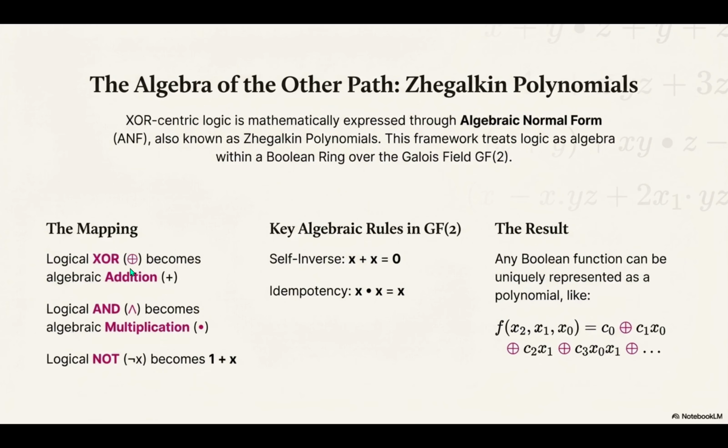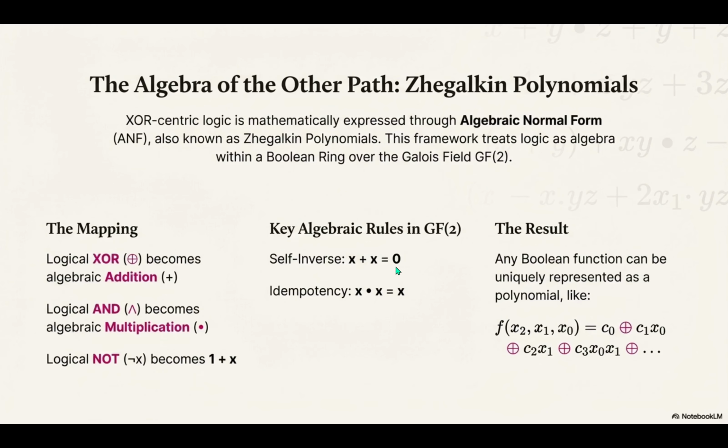You take XOR. Logical XOR, the circle plus symbol, becomes regular algebraic addition, the plus sign. Right. Logical AND becomes algebraic multiplication, a dot. And logical NOT, so not X, is simply represented as 1 plus X. And because it's GF2, which means all results are reduced modulo 2, the algebra gets those strange but crucial rules. Exactly. The first key rule is X plus X equals 0. Right. 1 plus 1 is 0. Just think of that as modeling the XOR gate perfectly. If you add 1 plus 1, the result is 0 because there's no carry.